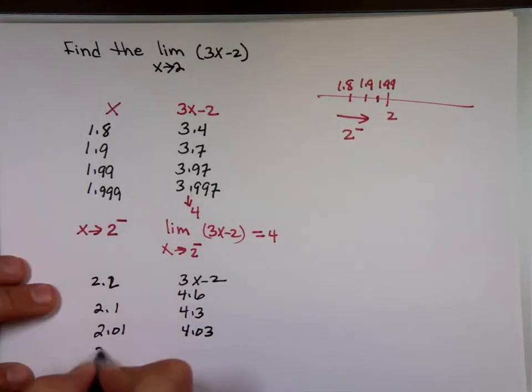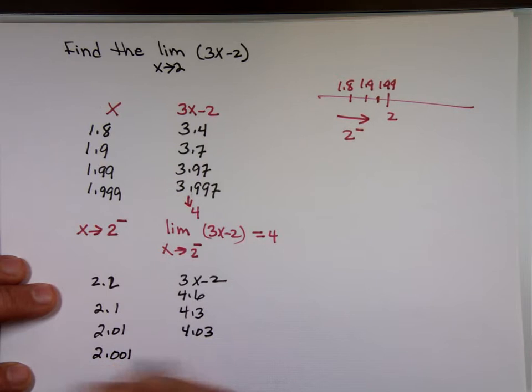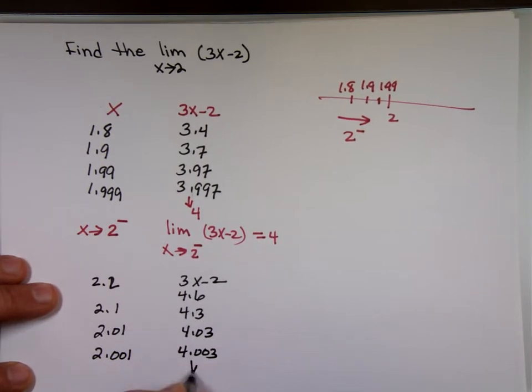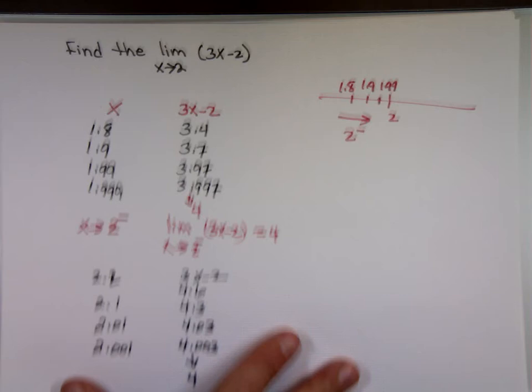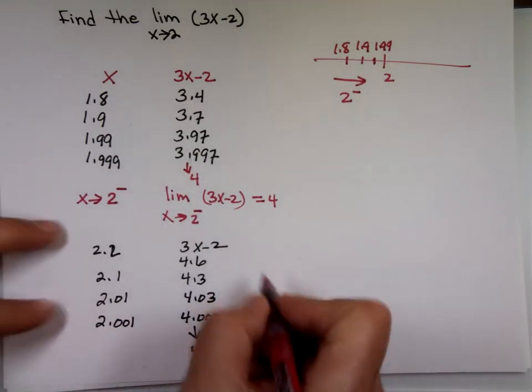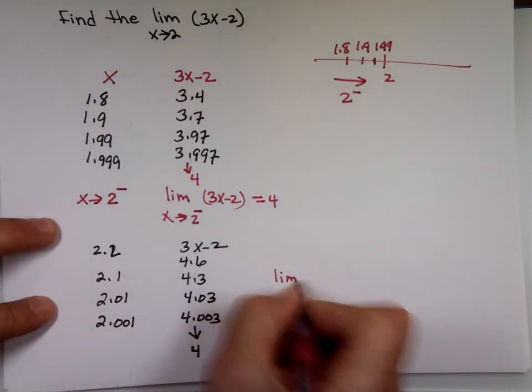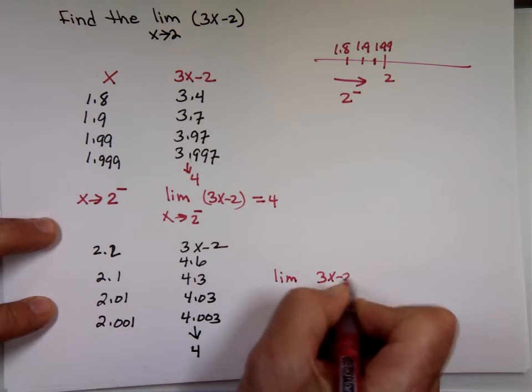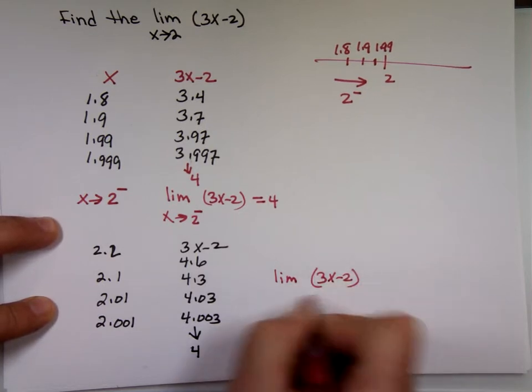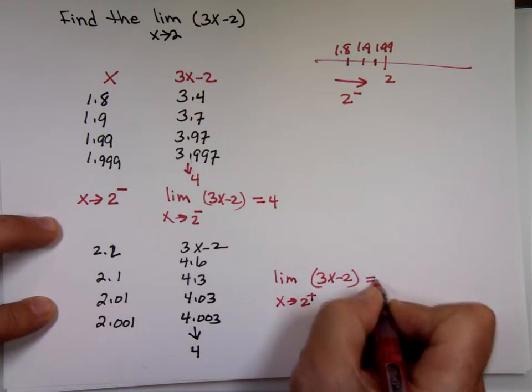And let me try one more, 2.001. 4.003. What do you notice about that number? It's going where? Also toward the 4. So the limit of 3x minus 2 as x approaches the 2 from the right side, that's also equal to 4.